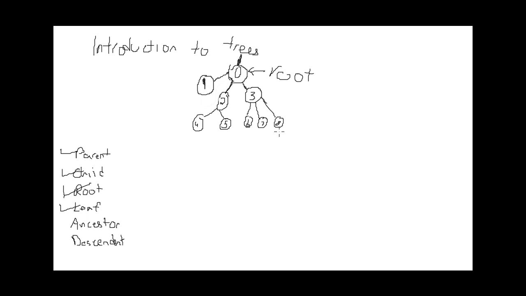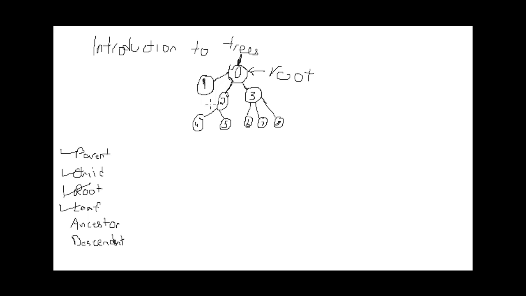Now the descendant node is the opposite of that. So for node 0, this whole tree is its descendant because it is the root. And it makes sense, right? Because root is the starting point of a tree. So everything that you can get to through the root has to be its descendant.